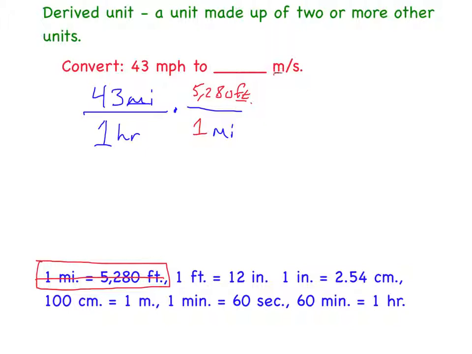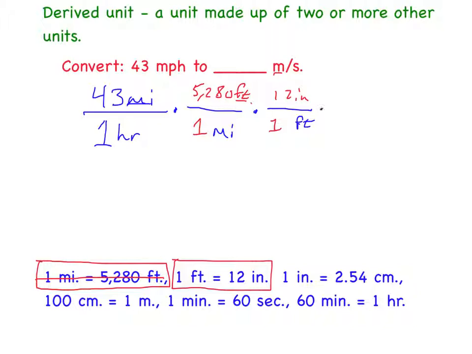Obviously, we are in feet, which is not the correct unit. We need to be in meters, so we're going to keep going. So we'll add another dot and another bar. And since we have feet on top, you have to have feet on bottom. So we're going to come back down here and find another conversion factor that deals with feet. And that looks like the second one. So 1 foot equals 12 inches.